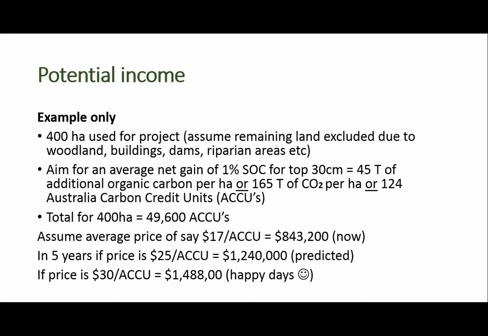It depends, of course, on what the price for carbon is at the time. But if we looked at 400 hectares at the current price, which is around $15 to $17 with the government, you're looking at $843,000. In 5 years' time, as is predicted, at $25 an ACCU, you could be looking at $1.2 million. If that price increases to $30 per ACCU, it could go as high as $1.4, $1.5 million. So happy days, as I've said there. They're just predictions, so this is not set in concrete. It's just to give you an example of how it is worked out, and the mathematics behind carbon farming and carbon trading.